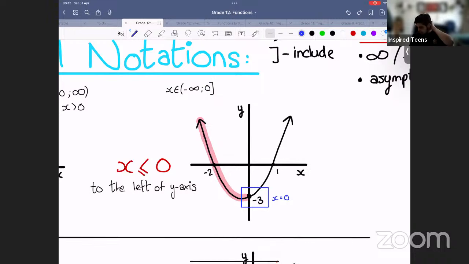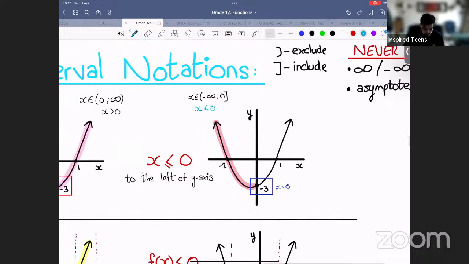And why do we include 0 this time with a square bracket? We include 0 this time because the question includes it as well. Since the question includes, we include. Then of course this interval in inequality notation would be expressed as the question is given: x is less than or equal to 0.